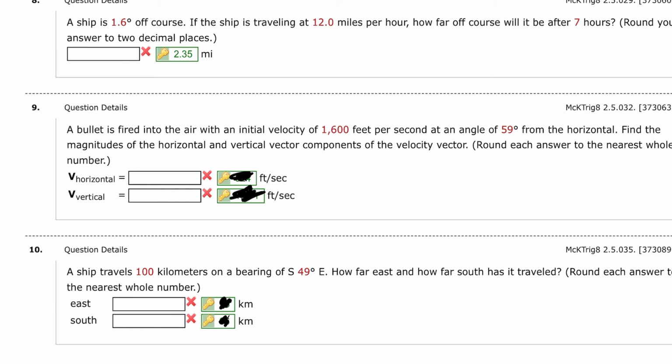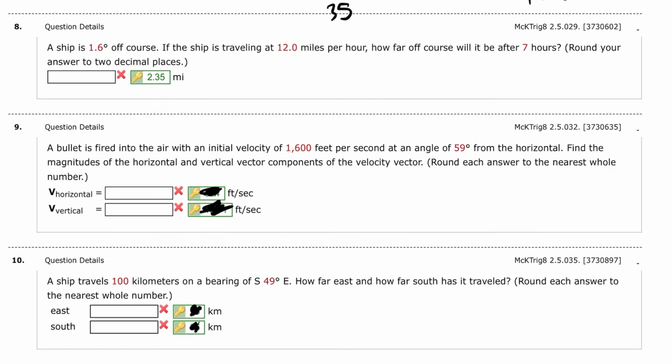A bullet is fired into the air with an initial velocity of 1,600 feet per second at an angle of 59 degrees from the horizontal. So let's draw that. So here's your horizontal. Here's the 59 degrees. The bullet is being fired. The velocity is 1,600. There's a right triangle. Find the magnitudes of this vector. So we're looking for that magnitude, the horizontal and the vertical components.